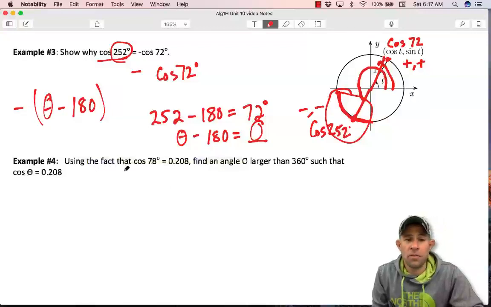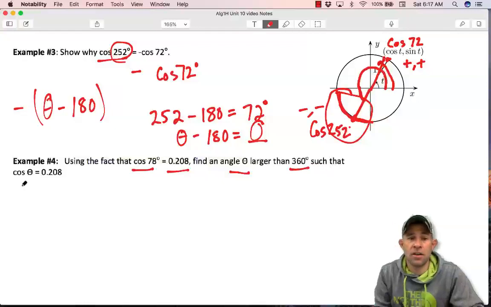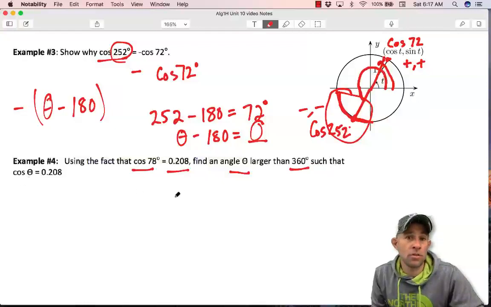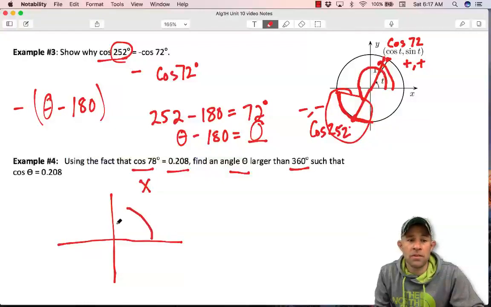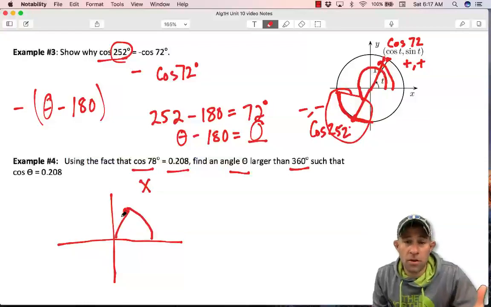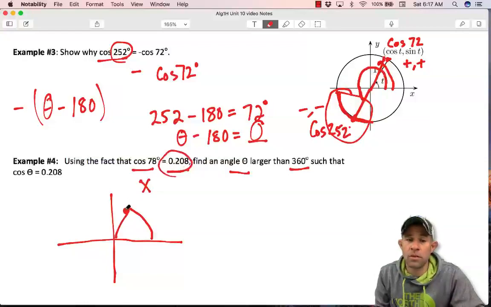Okay, so example 4 says, using the fact that cosine 78 is equal to 0.208, find an angle theta larger than 360 such that cosine theta equals 0.208 again. Well, keep in mind that cosine of 78 is my x-coordinate at 78 degrees. So if we sketch out our little unit circle here, here is about 78 degrees. Now we want to find something larger than 360 where my cosine is also equal to 0.208.